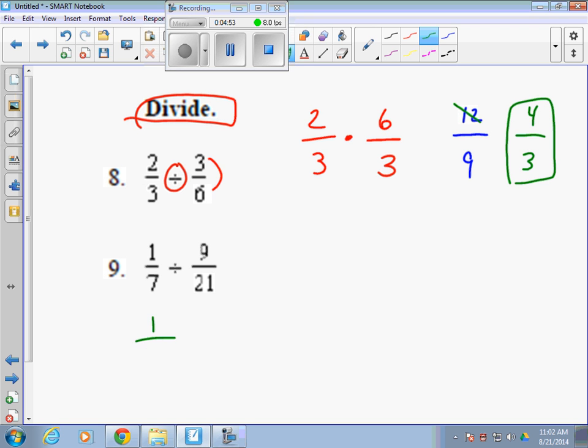Do the same thing for number 9. Leave the first fraction alone, 1/7. Change division to multiplication. Use the reciprocal, flip it, 21 over 9, and then multiply straight across. Or at this point, you can say, well, I got 21 on the top of one and 7 on the bottom of the other. I can reduce that. 7 goes into itself once, and then the 21 3 times.